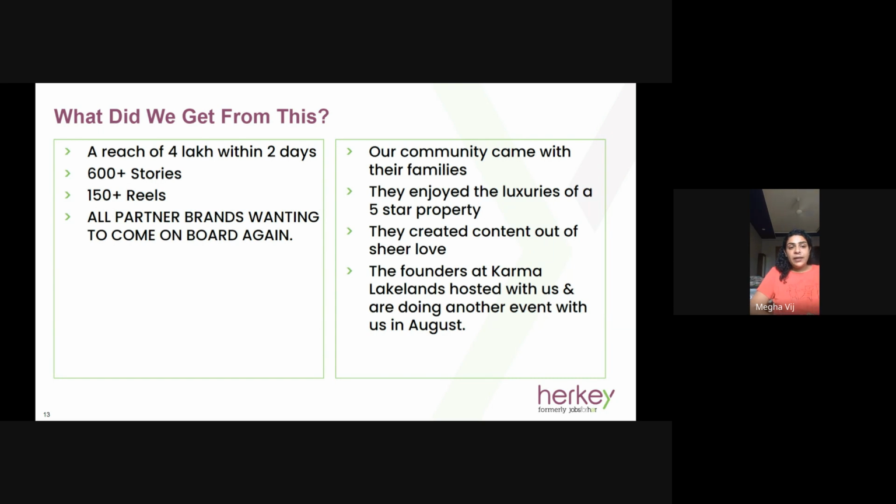The founders at Karma Lakelands hosted with us. So this is one very important thing that we do with our brands: host along with us. We are all coming together and we're putting up a great show. So the founders at Karma hosted with us, and now they're doing another event with us. So overall, this was the impact that we had. This was supposed to happen in August, but now is happening in October because we are doing a winter onset with Karma Lakelands, again with another 45 creators. So this was how impactful this event was.